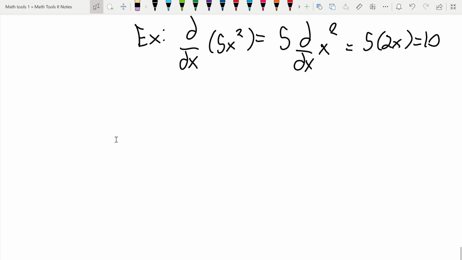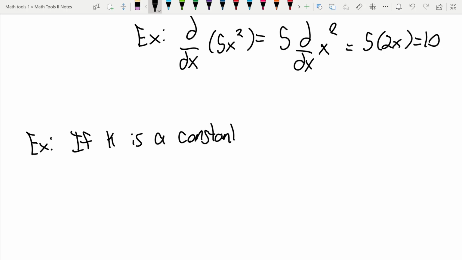Another one to keep in mind here, the derivative of a constant is always going to be 0. I'm not going to say that's necessarily a rule. I guess we could say it's like an example. If k is a constant, and we usually use c for constant. We like to use k if it's being multiplied by something, but we use c for constant a lot. So let's say if c is a constant, then the derivative of c is 0.